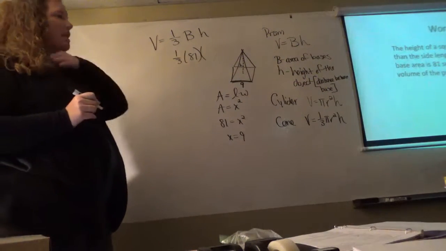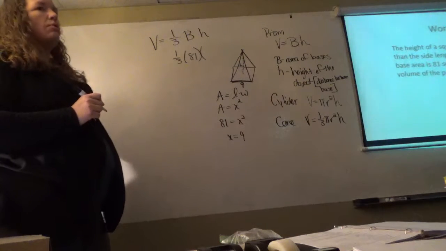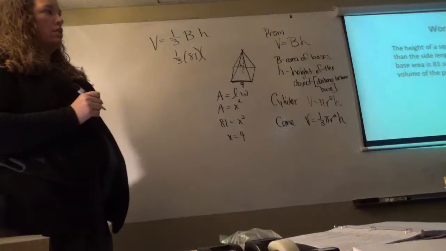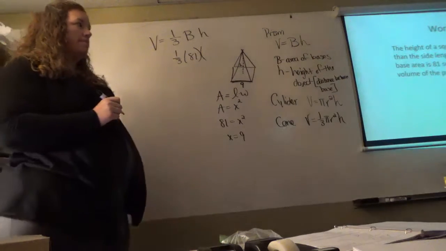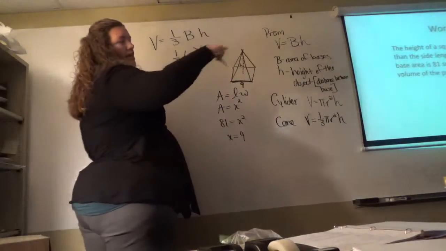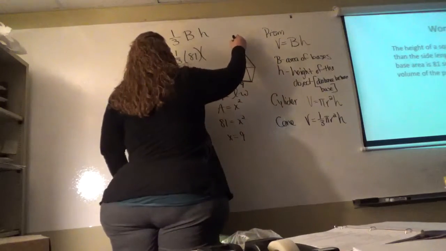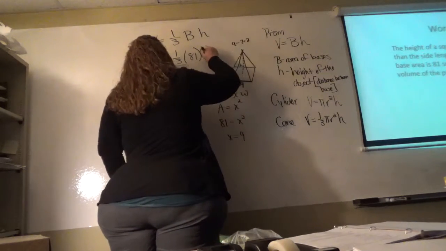So you're one small step away. What is your height going to be then? 2. Why 2? Because it's the side minus 7, and if 9 is the side, 9 minus 7 is 2. It says 7 less than. Less than means subtraction. So 9 minus 7 is 2. 2 is your height.